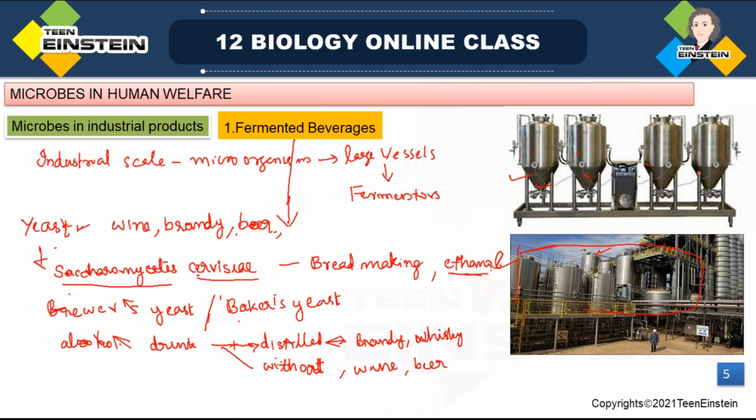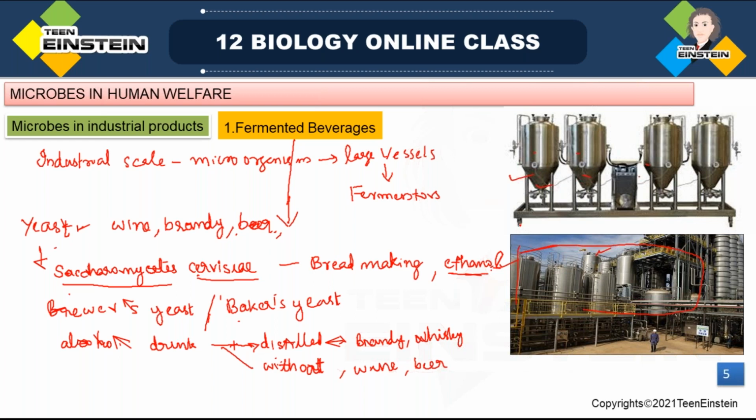So what have we learned? Industrial scale production with the help of microbes. First we are learning about fermented beverages. In large vessels, the productions are going on. In industrial scale, production will be done, and those large vessels are called fermenters.